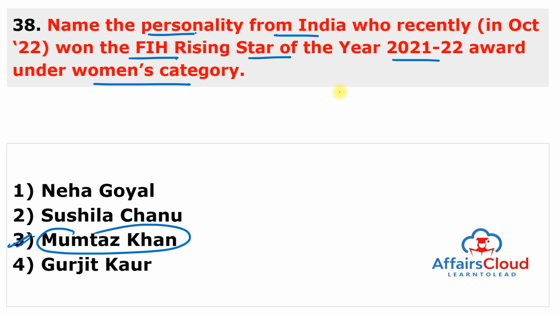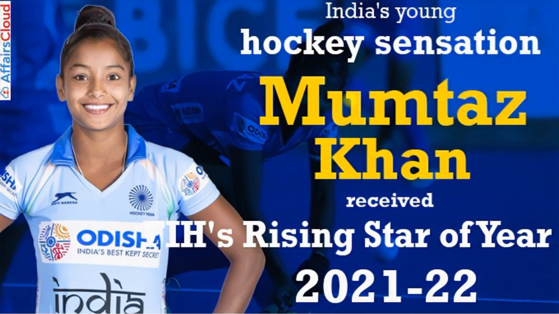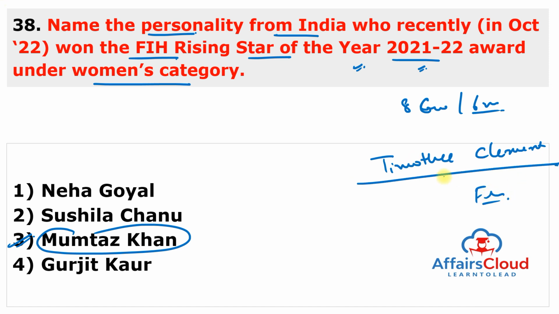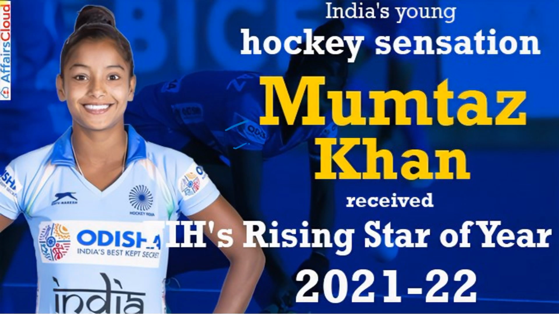The International Hockey Federation conferred the Rising Star of the Year 2021-22 in the women's category on India's Mumtaz Khan, who belongs to Lucknow, for scoring 8 goals in 6 matches. You can also remember that in the men's category, Timothée Clement of France was conferred the Rising Star of the Year 2021-22. But the most important is the women's category because she belongs to India. Name is Mumtaz Khan. Also remember the International Hockey Federation headquarters is in Lausanne, Switzerland.